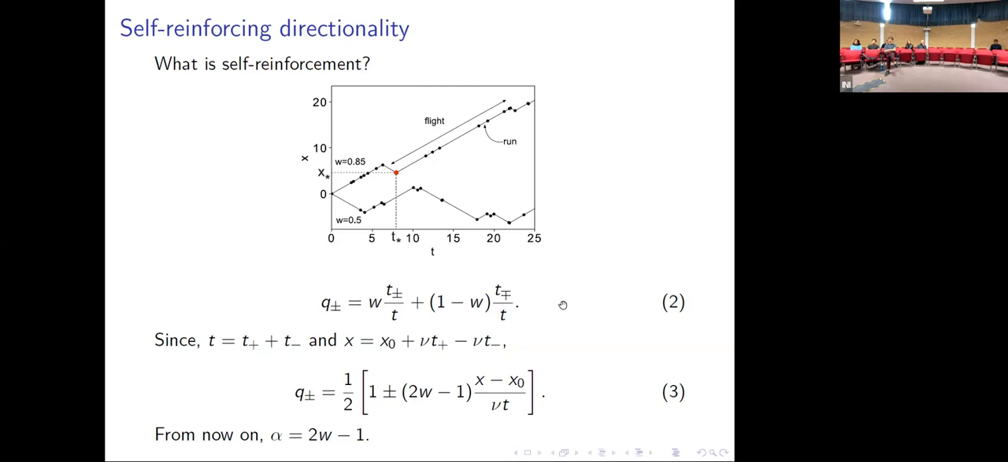You can do this easily by saying total time is equal to the sum of the times, and the position is actually the difference of these, t plus and t minus, the times spent traveling forwards and backwards. And you end up with a very nice looking formula, number 3. From now on, we'll talk about 2w minus 1 as alpha, the self-reinforcement parameter.